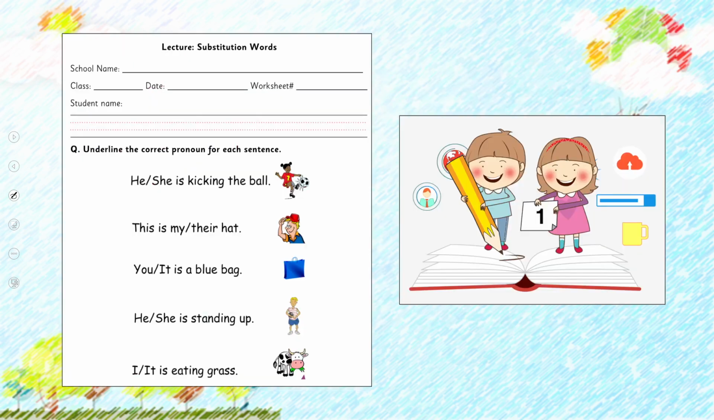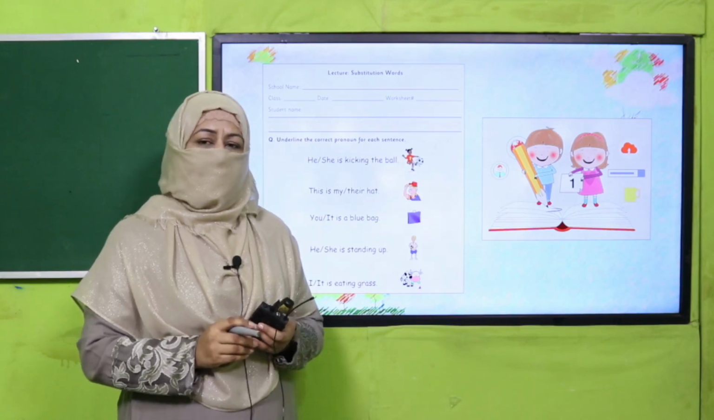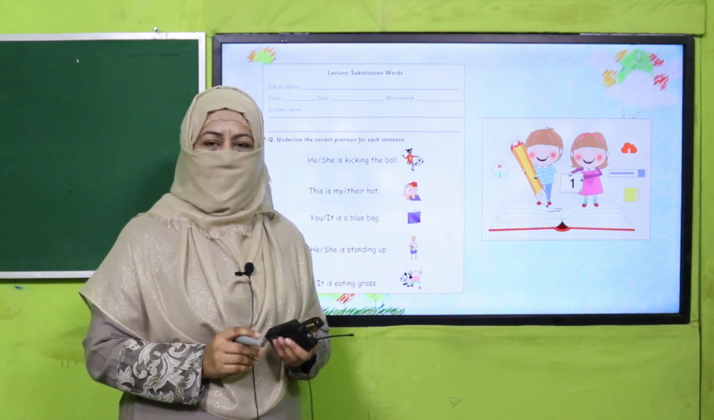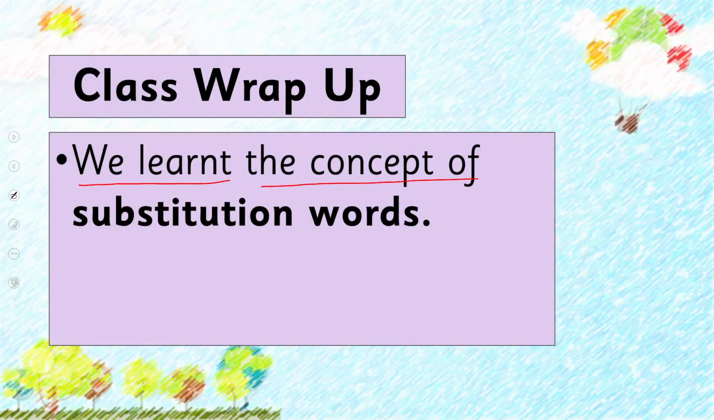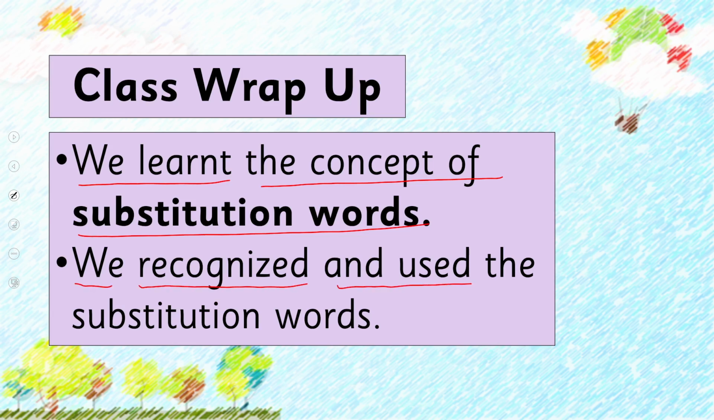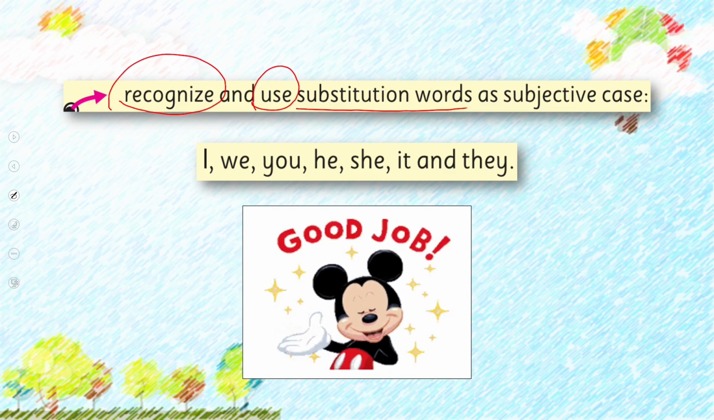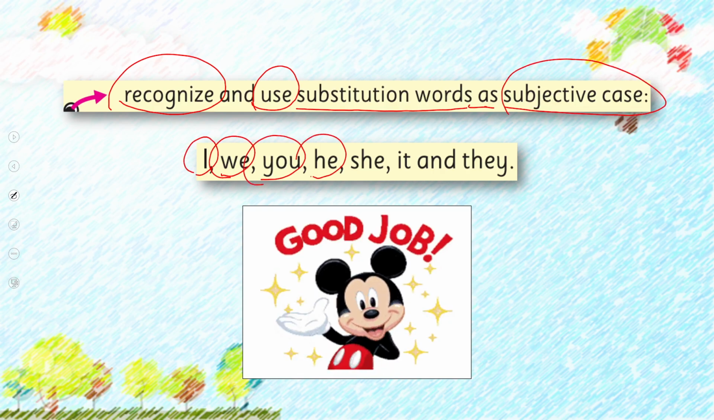And here is a worksheet, my dear fellow teachers. This worksheet, lesson plan, PowerPoint presentation, links are given. You may click it, download it, and kindly provide a printed worksheet to students for practice. So what we have learned today, we learned the concept of substitution words, and we recognized and used the substitution words. So in this way, we achieved our SLO to recognize and use substitution words as subjective case. I, we, you, he, she, it, and they.